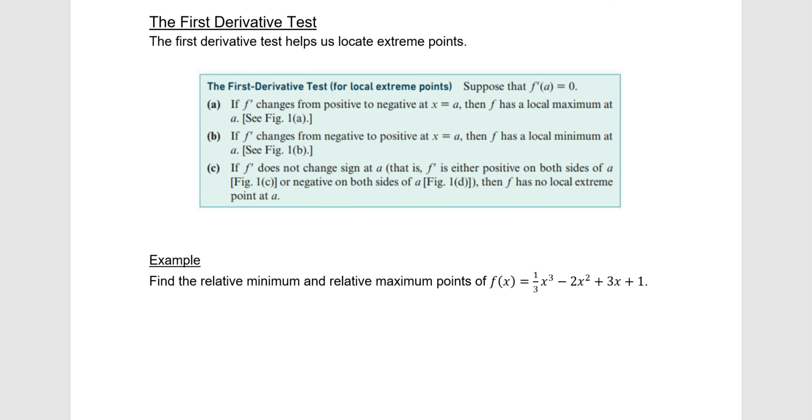And obviously ignore these, see the figures? I don't have these figures on here. So if the derivative changes positive to negative, that's increasing to decreasing, that's going to be a relative maximum. If it changes from negative to positive, that's decreasing to increasing, that's a relative minimum. And if it does not change signs, meaning it's increasing to increasing or decreasing to decreasing, then there's not going to be a relative max or relative min. So no local extreme points there.